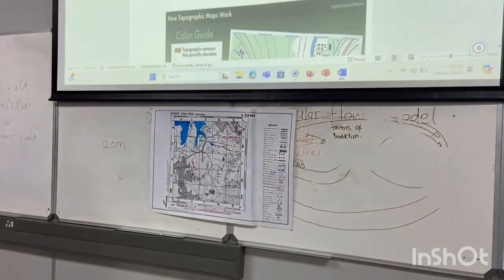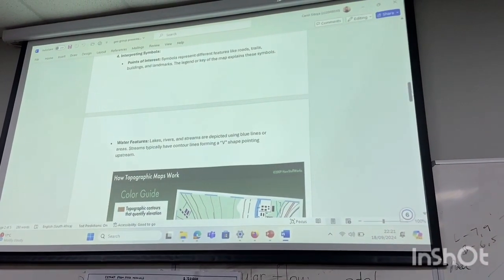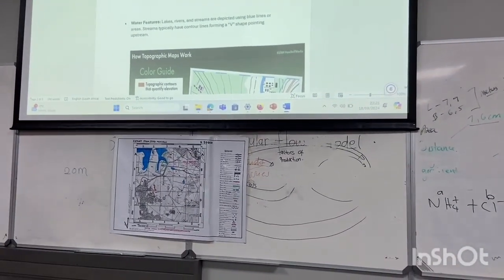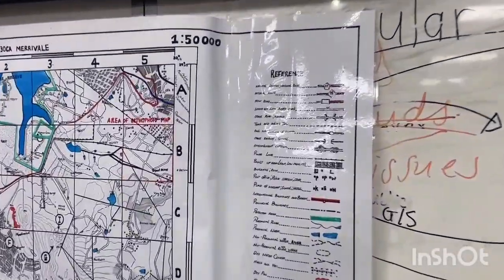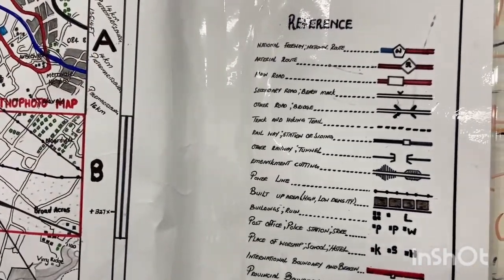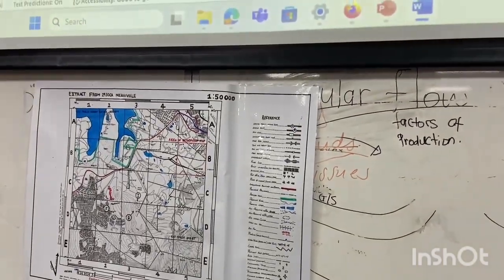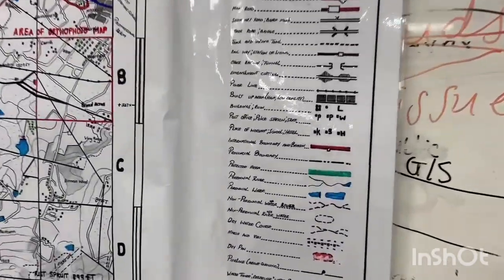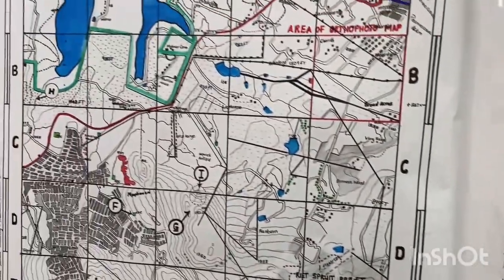So grade 9, furthermore, we'll be interpreting symbols. Now symbols, we have points of interest. Points of interest are symbols that represent different features like roads, trails, buildings, landmarks. And then the legend or key of the map explains these symbols, which can be seen under the term called references of the map. And then we also have water features. Water features can be identified as lakes, rivers, and streams, which are depicted using blue lines or areas. And then have a look at this picture.